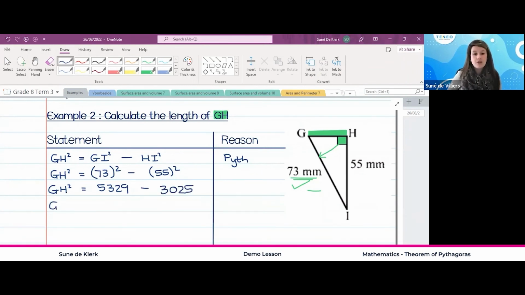So let's subtract those two from each other. GH squared is therefore equal to 2,300. Remember, they asked for GH, not GH squared. So how do we get rid of that? We put it in the square root both sides. So GH is therefore equal to 48 millimeters. There we are done with example number 2.